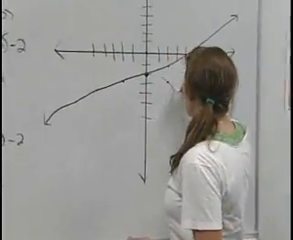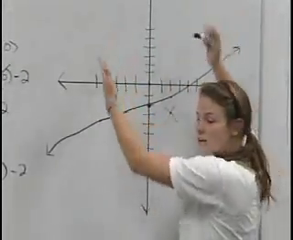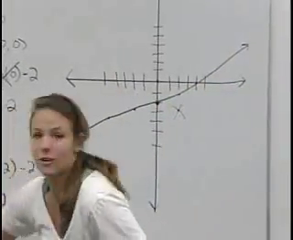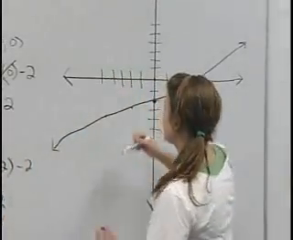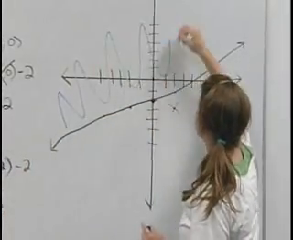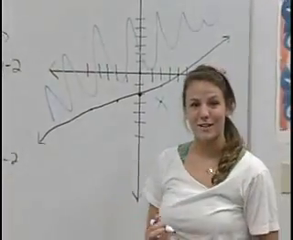So now that you know that that doesn't exist, you know that this is the side you're shading. So all you're going to do is shade it. Don't make it more difficult than it is. And that's graphing an inequality.